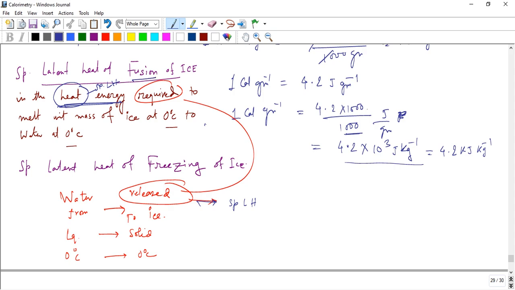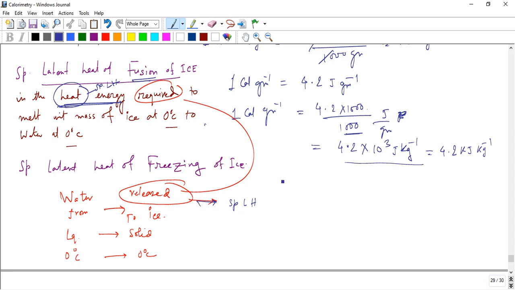Fusion means solid to liquid. Here, freezing means liquid to solid. Okay, that's the main difference. Phase change, but the same amount of heat is needed. Now, the explanation of latent heat of melting using a basic kinetic energy model.